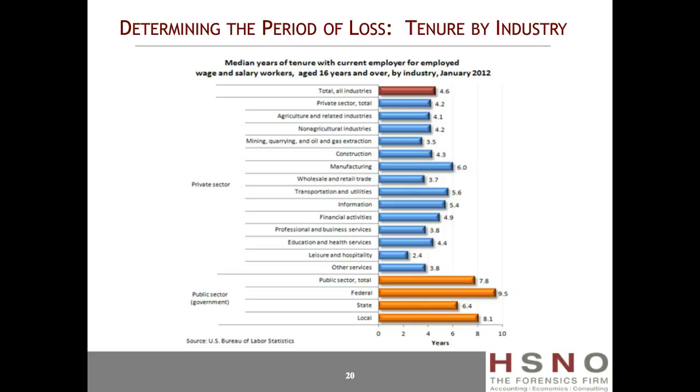Overall, people in the public sector have a median tenure of about 8 years. Federal workers have the longest at 9.5. State has the shortest at about 6.4 years, and local government workers have a median tenure of about 8 years.